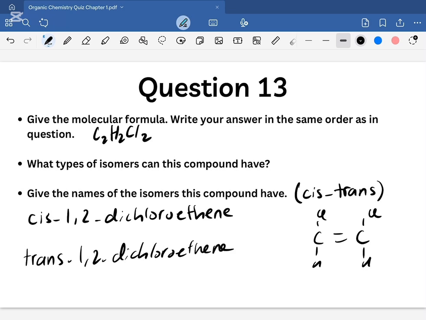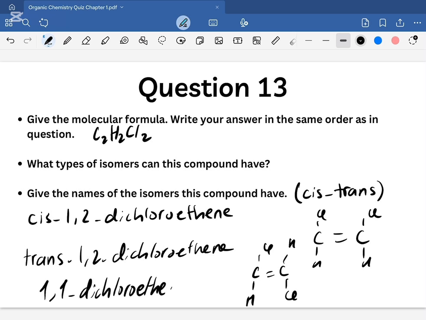In this case, we might have the Cl above and then another Cl on the opposite side. This is the trans. And we might also add the 1,1-dichloroethene, which is another isomer for this compound.